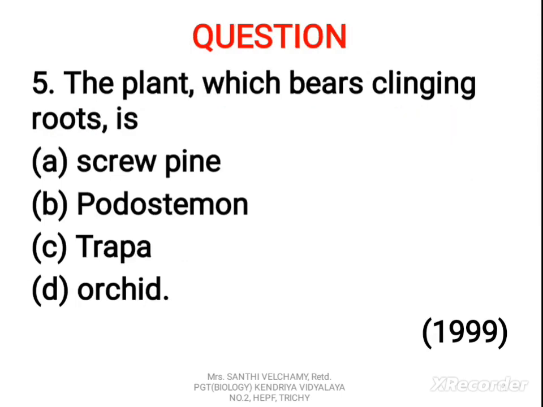Now the next question. The plant which bears clinging roots is: A. screw pine, B. Podostemon, C. Trapa, D. orchid. Here the clinging roots arise from the nodes of the stem and penetrate the stem of the host plant. It helps in fixing the plant to the host. Mainly it is found in orchids. That's why D, orchids, is the correct answer.